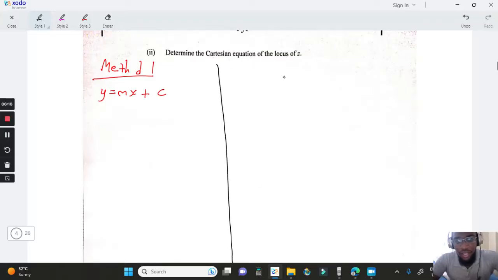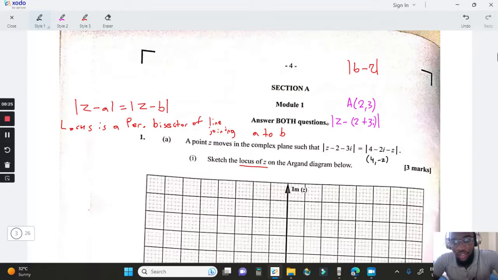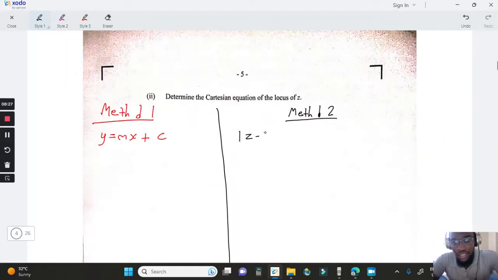My preferred way is method 2. So start by writing down what they gave us. So they gave us, remember, magnitude of z minus 3 plus 2i.